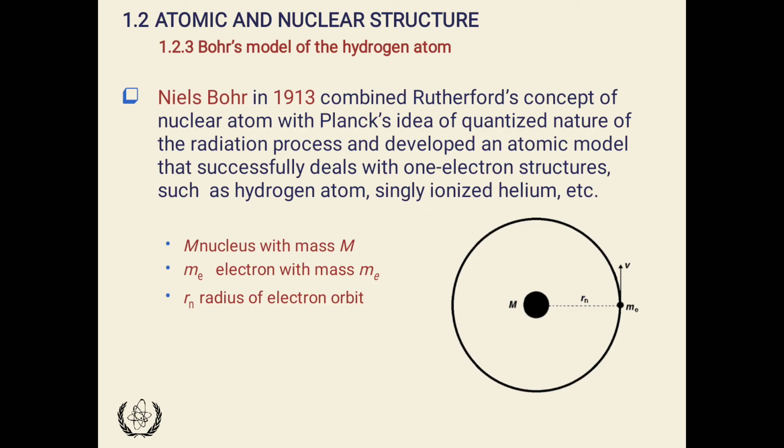Now, the next theory was put forth by Niels Bohr after Rutherford in 1913, which combined Rutherford's concept of a nuclear atom with Planck's idea of the quantized nature of a radiation process. He developed an atomic model that successfully deals with one-electron structures, such as the hydrogen atom, singly ionized helium, etc. M is the nucleus with mass capital M, m_e is the mass of an electron, and r_n is the radius of the electron orbit.